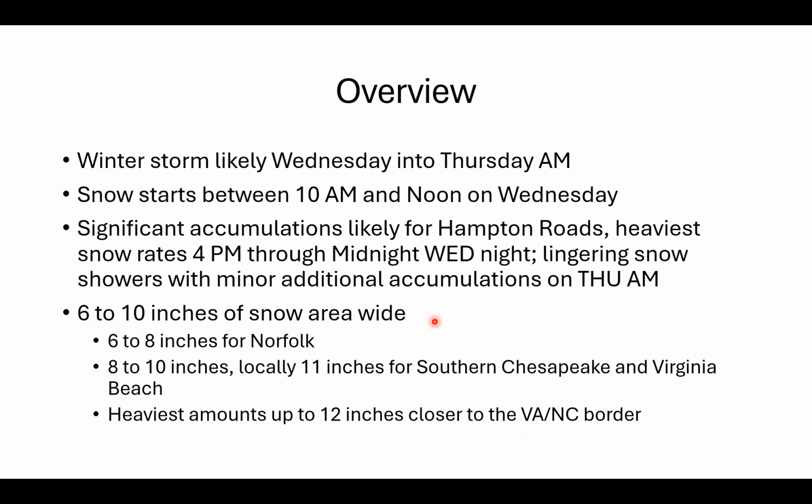So this is what we're expecting right now based on all the modeling I've examined today. 6 to 10 inches of snow area-wide across Hampton Roads. This is going to have major impacts for our area. I'm expecting 6 to 8 inches for the Norfolk area, 8 to 10 inches, locally 11 inches in isolated spots for southern Chesapeake and Virginia Beach. And then the heaviest amounts are going to be closest to the coast and closest to that Virginia-North Carolina state line, where we could see up to a foot of snow down towards the state line and maybe just right across the state line into parts of North Carolina, far northeastern North Carolina.